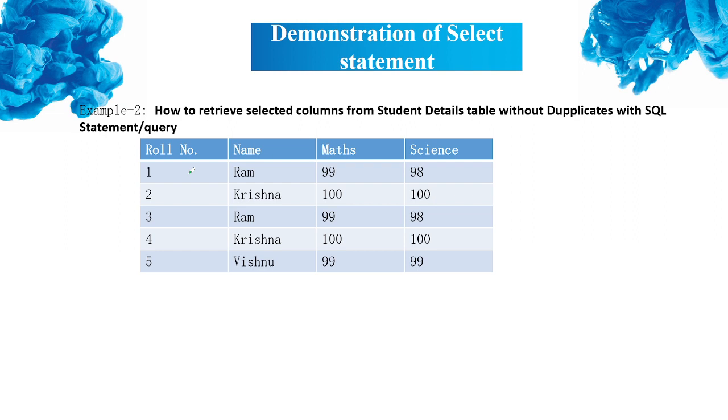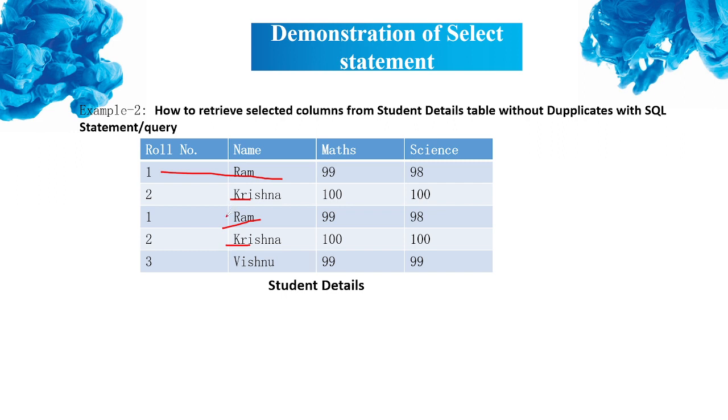As we know, a table sometimes contains duplicates, because if we add the data multiple times in a table, there will be a chance of duplication. If we want to know the marks with the names, this duplication will be a headache for us. If we write a query like select star from student details, all these duplicates will also be displayed. Ram 2 times, Krishna 2 times and Vishnu 1 time. One time Vishnu is perfect, but Ram and Krishna are displayed multiple times, which is not expected.